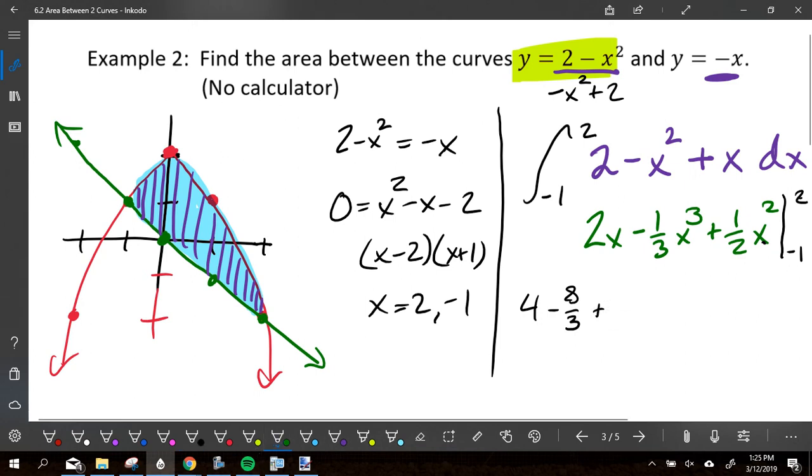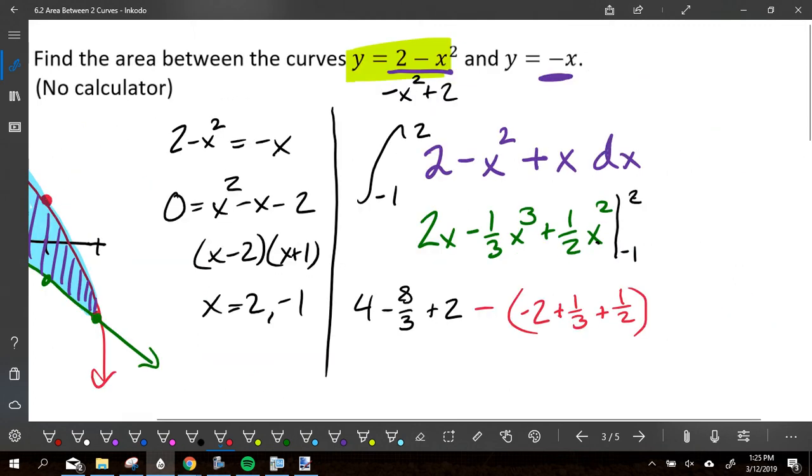That's plus 2, sorry. I had to cut it in half. Plus 2 minus the other guy. So I got to plug negative 1 into the other part. 2 times negative 1 is negative 2. Negative 1 cubed is negative 1, times the 1/3 would be a positive 1/3. And this is going to be plus 1/2. Plus 1/2. If this were free response, that is my answer.